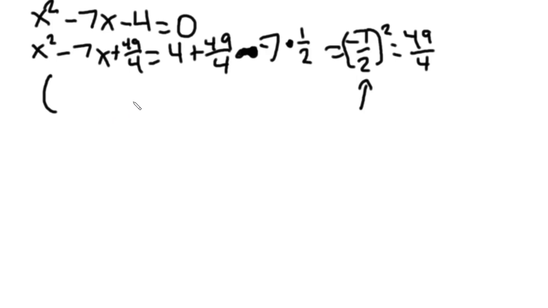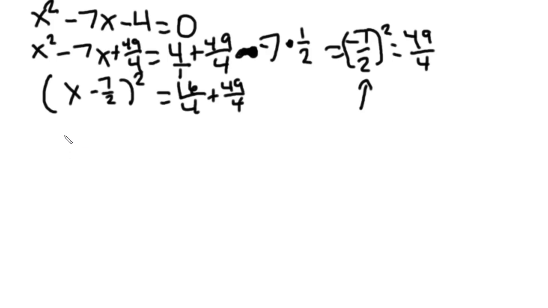So the left side of my equation is going to be x minus 7/2 squared, equals, and then I have to get a common denominator here. The common denominator between a 1 and a 4 is 4, so that's 16 over 4 plus 49 over 4. Once we simplify, 16 plus 49 is, let's see, 59, 65 over 4.